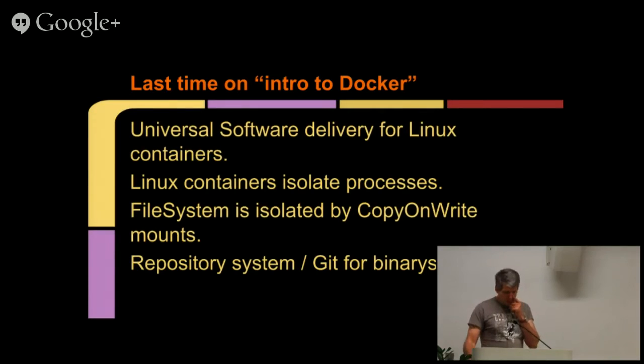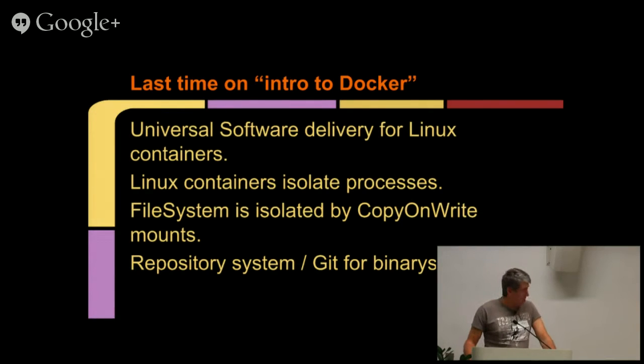So first of all, last time on Docker, we were talking about it as a universal delivery for Linux containers. The Linux containers are isolated, so the processes there don't affect anything on the operating system. It also means that you don't have to worry about whether your software is for Red Hat or Debian or SUSE. If it runs in a container, it'll run on any of them. Likewise, the file system is isolated, with copy on write mounts, so any changes that you make are historically recorded, and you can commit them or discard them.